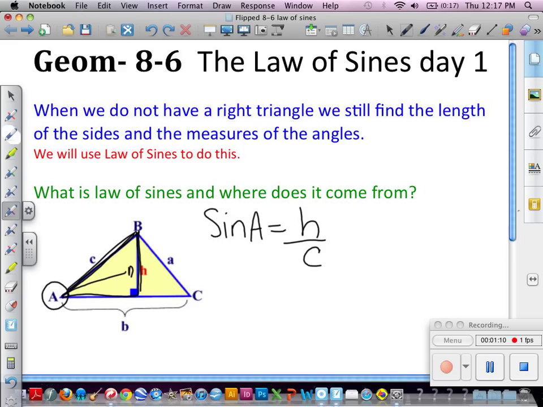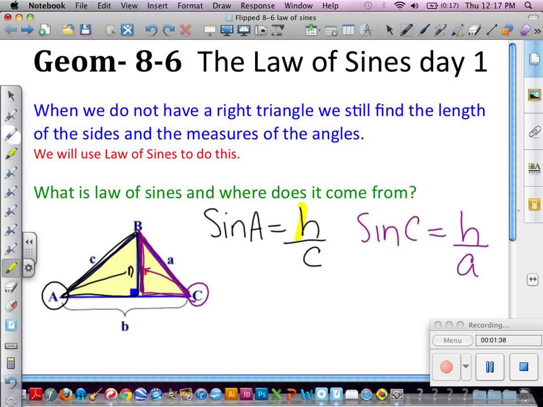Now I'm going to look at the triangle on the right-hand side, and I'm going to work with the angle C. And again, this is law of sines, so I'm going to go sine of C. I need to go opposite of C, so again, the height of the triangle, and my hypotenuse of that triangle is A. Now I'm noticing that both of them have an H in them, so I'm going to isolate the H in both of those.